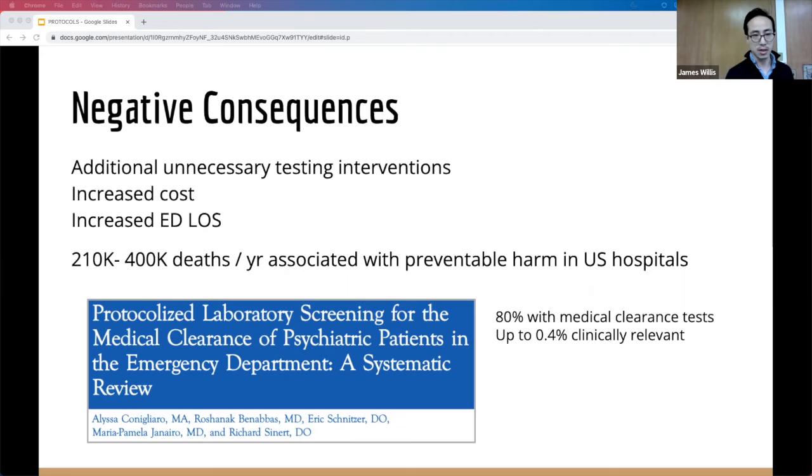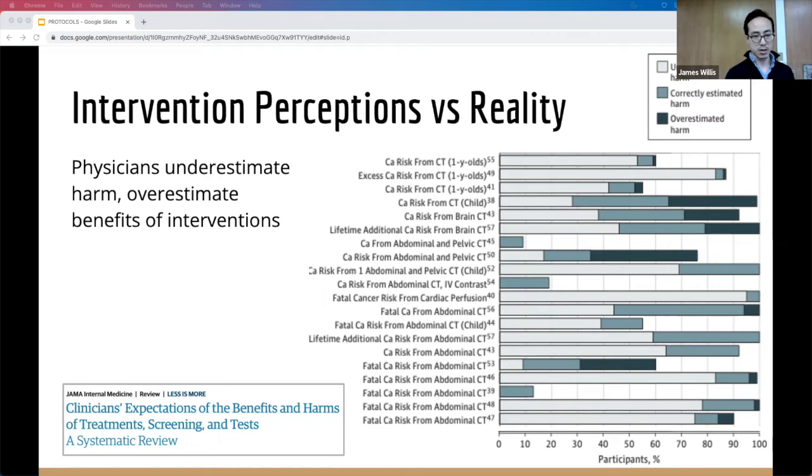Now, again, we're adding extra tests, we're adding extra imaging. There's a systematic review from JAMA that shows that clinicians tend to overestimate the benefits and underestimate the harms of interventions. And this includes antibiotics, surgical procedures, anticoagulation, and then medical imaging.